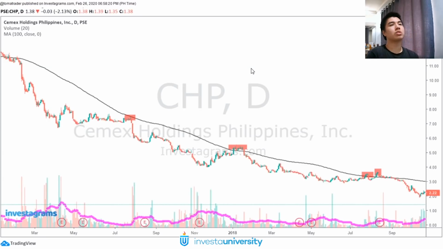And now, you can also use it not just as dynamic support, but as I already mentioned, as dynamic resistances. So, as you can see here, gumagamit ako ng MA100, so mas long-term moving average, right?